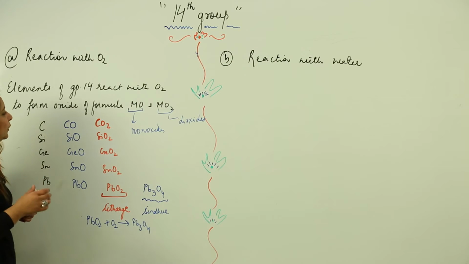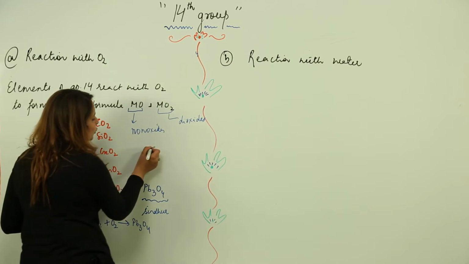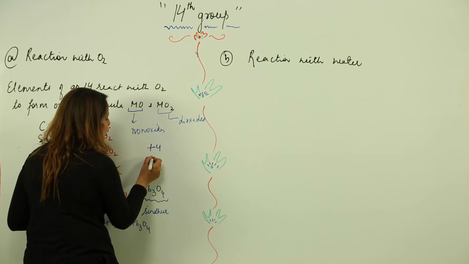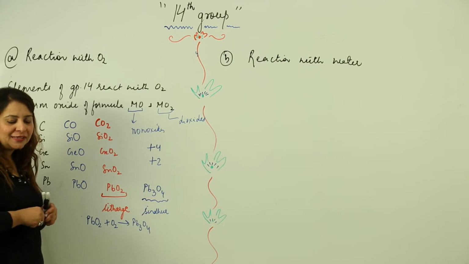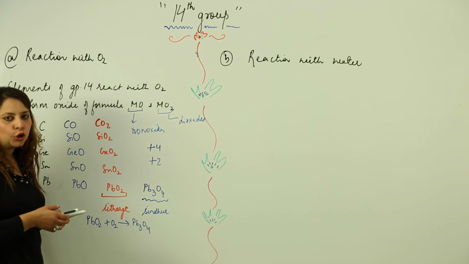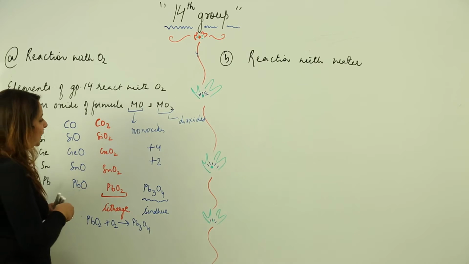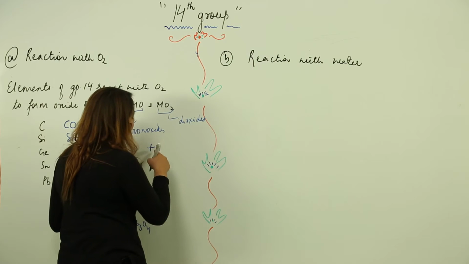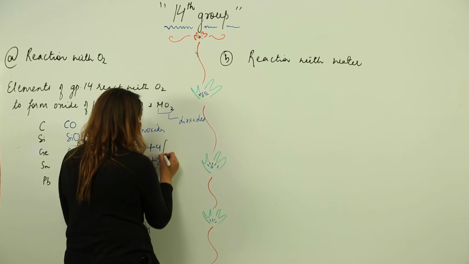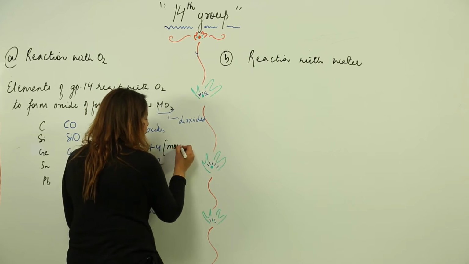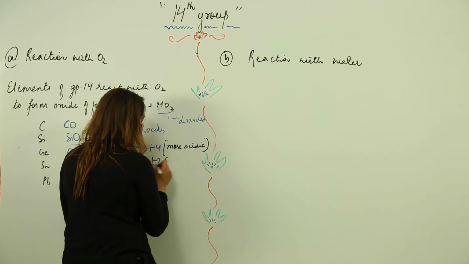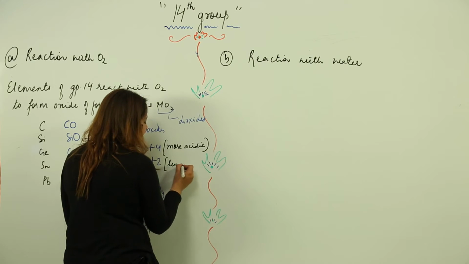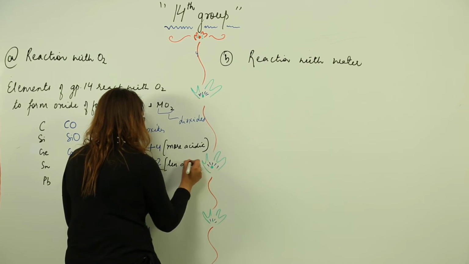The other members exist only as monooxides. Here what you see is that they are making use of their +4 oxidation state, and some of them are making use of the +2 oxidation state, meaning they form compounds in both oxidation states. What we see is that when they use their higher oxidation state, they are more acidic, and when they use the lower oxidation state, they are comparatively less acidic.